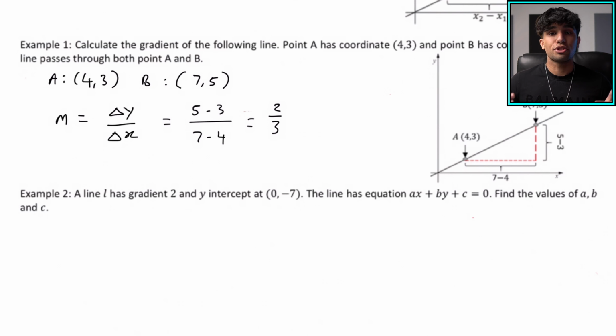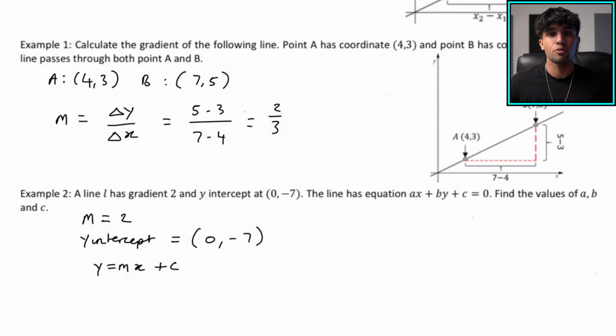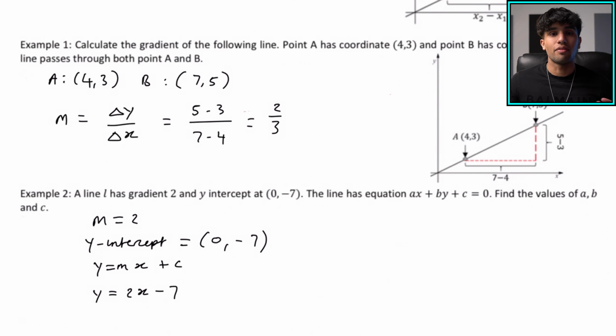Moving on to example 2 where we need to find the equation of the line in the form ax plus by plus c is equal to 0. First I'm going to write down the information that the question has given us. They tell us that the gradient is equal to 2 and the y-intercept is equal to minus 7. With this information we can sub this into our equation of a straight line, which is y equals mx plus c. Now m in this case is equal to 2 and our y-intercept c is equal to minus 7. Subbing in our values gets us y equals 2x minus 7.